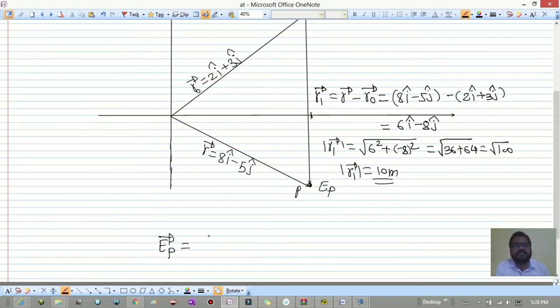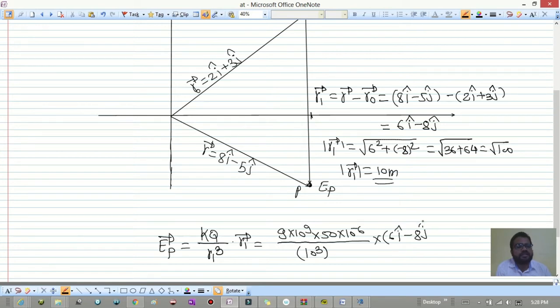EP bar is equal to K capital Q divided by R1 cube into R1 bar. What is the K value? 9 into 10 power 9. What is the Q value given? 50 microcoulomb, 50 into 10 power minus 6, divided by, what is R1 cube? It is 10 cube, right? Into, what is R1 bar over here? R1 bar is 6i hat minus 8j hat.